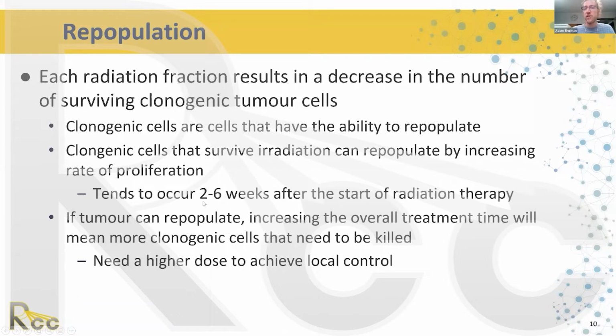And we'll get into this later as well. This is really important when we're talking about missing weeks of treatment. Again, just keep this in mind. We won't explain it now, but we'll get to it later. Heavy repopulation doesn't really start occurring until a little bit down the road after radiation therapy begins. If tumor can repopulate, increasing the overall treatment time will mean more clonogenic cells that need to be killed, needing a higher dose to achieve, later on in the presentation.